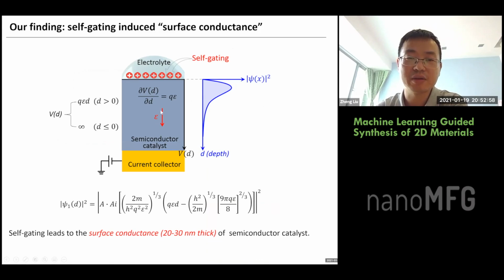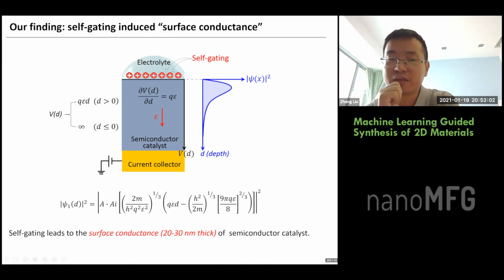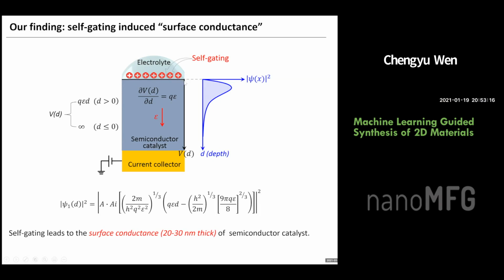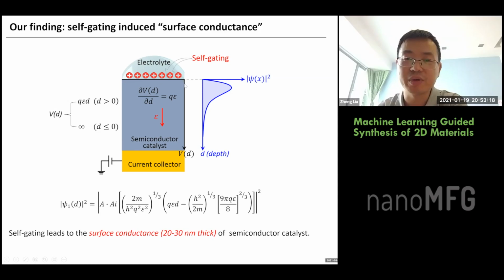We look at the picture of catalytic reaction. We found that during the reaction, a lot of ions are accumulating at the surface, and they will generate a high field. This high field will tune the Fermi level of the semiconductor. This picture can be described using the quantum mechanical equation, right? We can get a very beautiful result here.